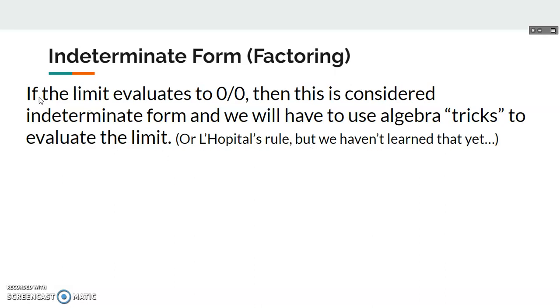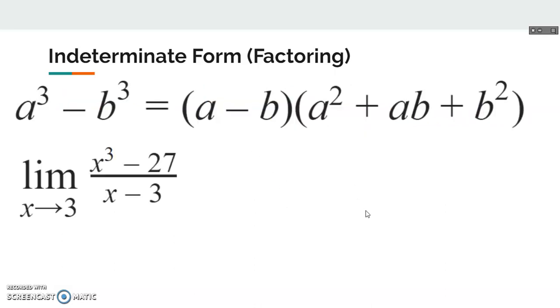Many times on the AP Calculus exam, when you try to evaluate the limit, it's going to evaluate to 0 over 0, which is considered indeterminate form. We've learned L'Hopital's rule, but at this point in the course we hadn't yet, so there were some algebra tricks. I'm not going to go through all of these, but there's worked out slides that go over them.